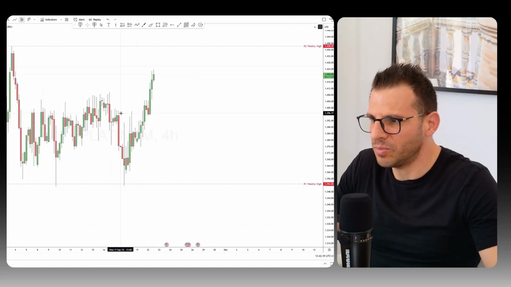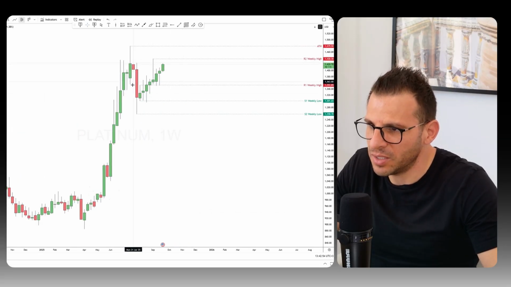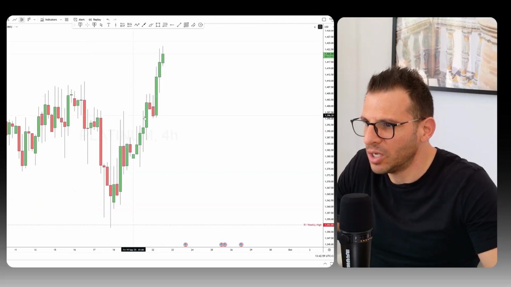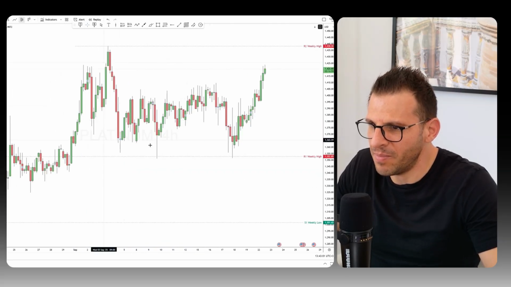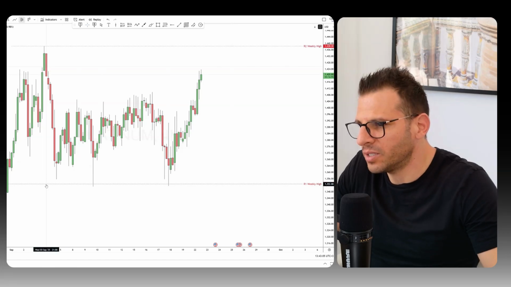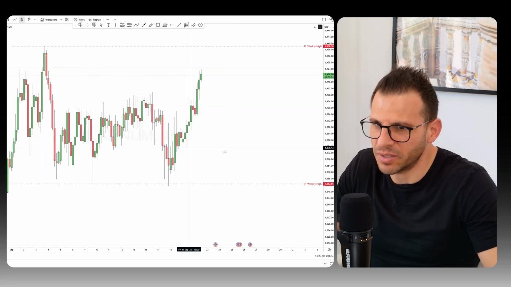For platinum on the weekly time frame, this is the mother candle and all these are inside candles, imagine, and that's on the weekly chart. On the 4-hour time frame, it's just a messy consolidation. Here I don't see any market structure beside this support and that resistance. That's all.